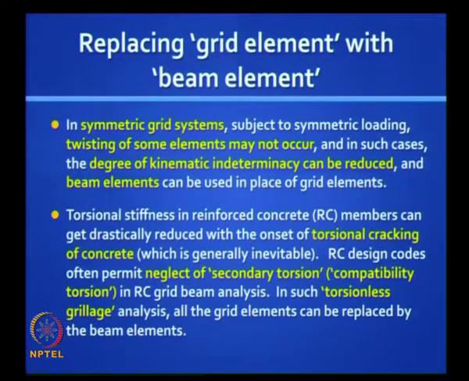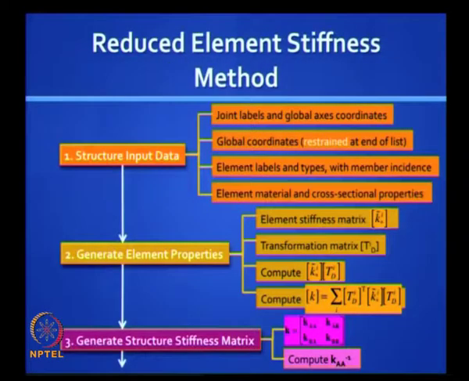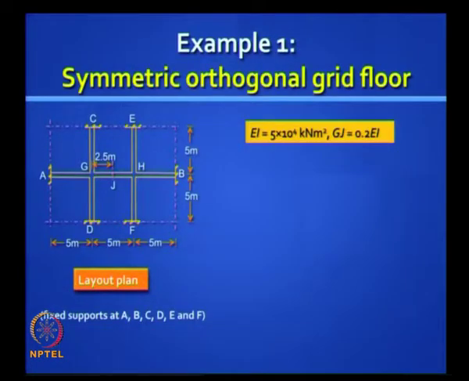But let us learn the proper way of dealing with torsion, and torsion will always be there. It may not be significant, but you should appropriately assign the torsional stiffness values. So the method is the same as we have done earlier. Let us demonstrate straight away with one problem. So this is a symmetric orthogonal grid floor. You have full fixity against flexure and torsion at the extreme ends, which are A, B, C, D, E and F.